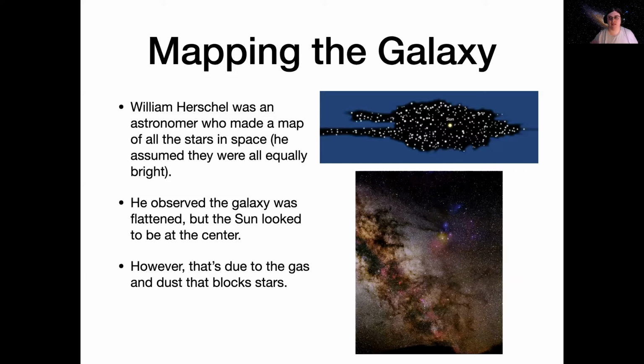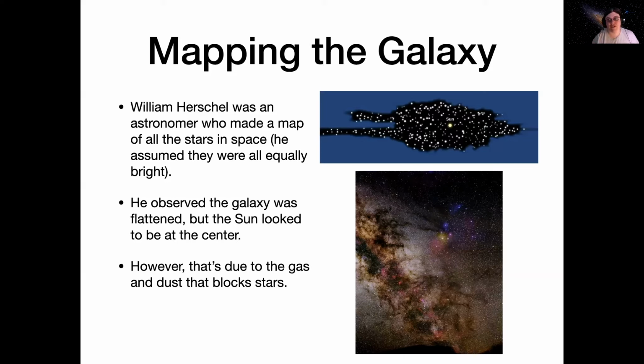And he noticed that there were a lot more stars in the direction of the Milky Way than not in the direction of the Milky Way. That meant that our sun was in the middle of a blobby disk of stars. So it was a flat blob of stars. The sun was roughly in the center.